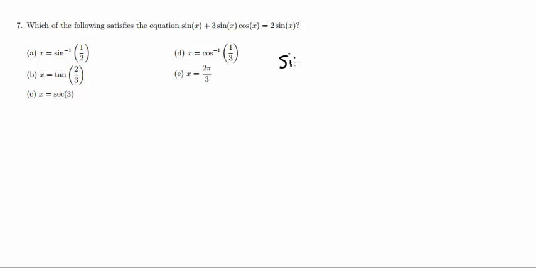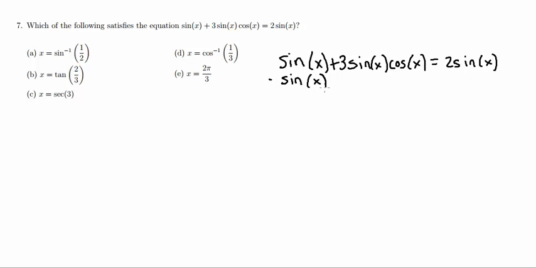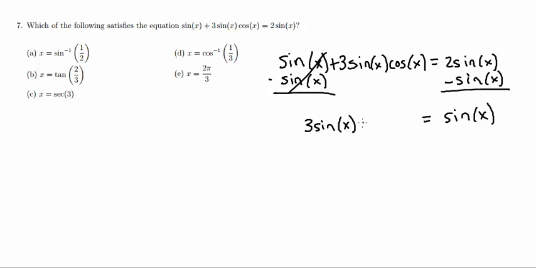So sine x plus 3 sine x cosine x equals 2 sine x. So the first thing I'm going to want to do is bring this sine over to the right hand side to start combining them. So minus sine x, minus sine of x. And if you remember, 2 sine of x minus sine of x is just sine of x. And then I'm going to just bring this part down. So I'm going to get 3 sine of x cosine of x is equal to sine of x.